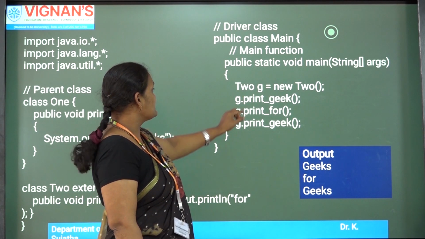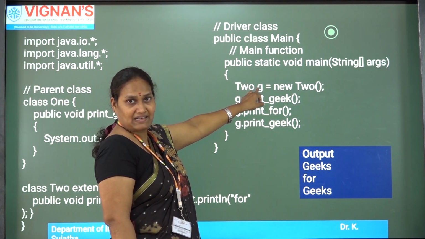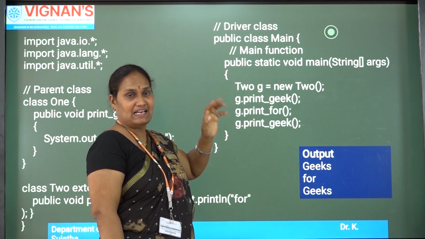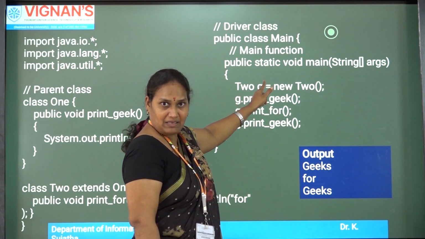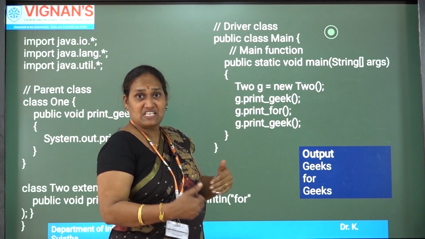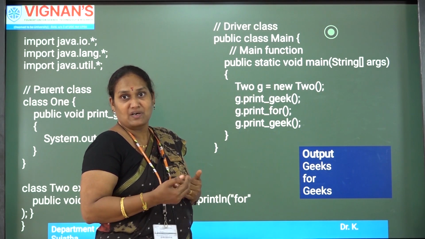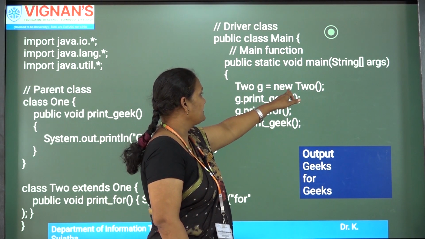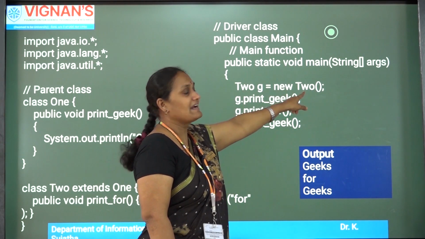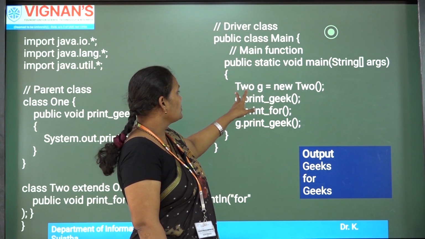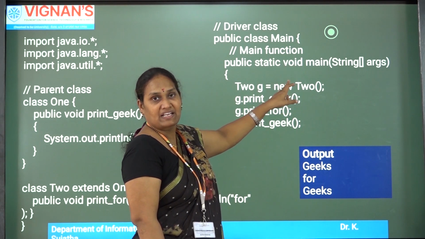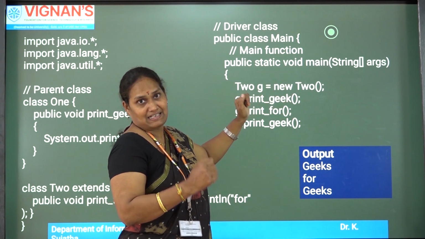Now here you can see that I have taken the second class. The name of the second class is Two. I want to create an object for this second class. Here I have written the object name. Object name is g is equal to new. New is the keyword which is used to create instances for the given classes. Here this is the constructor name. So for this class I have written the constructor name: Two g is equal to new Two. So there I have created an object for the child class.